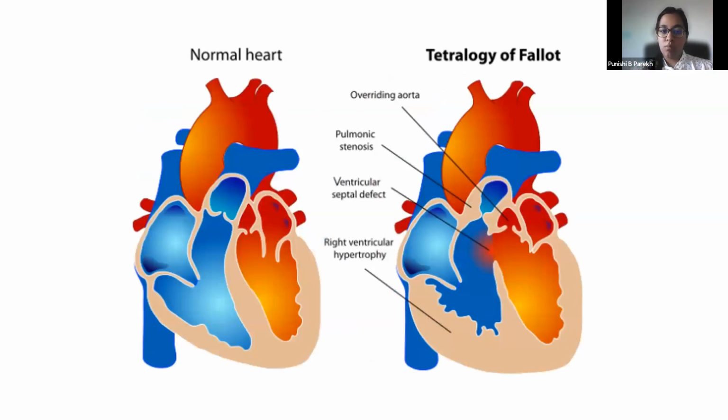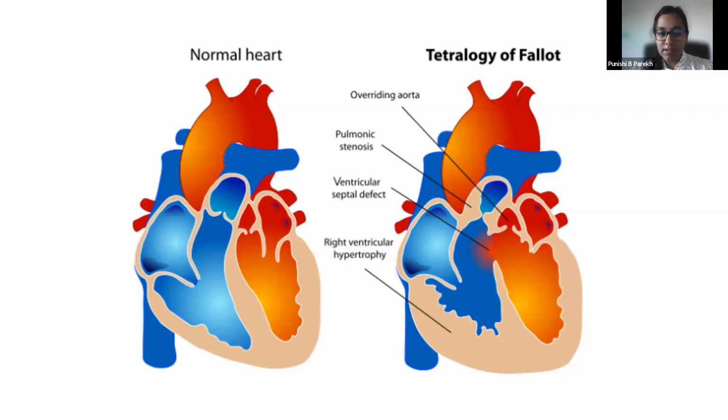So this is what a normal heart looks like, pretty simple to understand. This is what a heart in the tetralogy of Fallot looks like. So this is another question that can be asked: what are the four components of the tetralogy of Fallot? Tetralogy, as the name suggests, refers to four things. So there are four things that go wrong in a TOF.